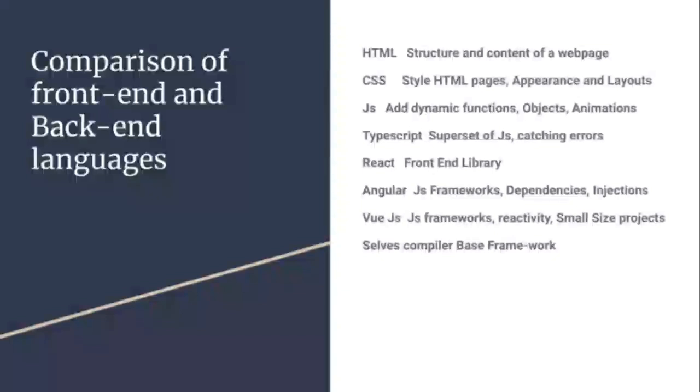Svelte. Purpose: a compiler-based JavaScript framework for building user interfaces. Key features: components, reactivity, template syntax. Use cases: performance-critical applications, small-scale projects, and building lighter user interfaces. Key differences. HTML defines the structure of a web page. CSS styles the appearance of HTML elements. JavaScript adds interactivity and dynamic features.